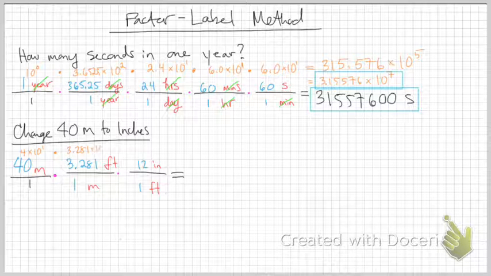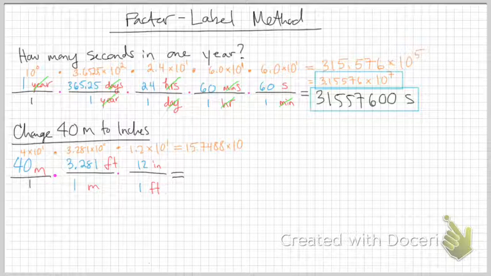Another example, change 40 meters to inches. I happen to know that 1 meter is approximately 3.281 feet. That's a convenient conversion factor to know. We can often visualize or imagine things in feet because we deal with that a lot in the West, so it's a good conversion factor to know.